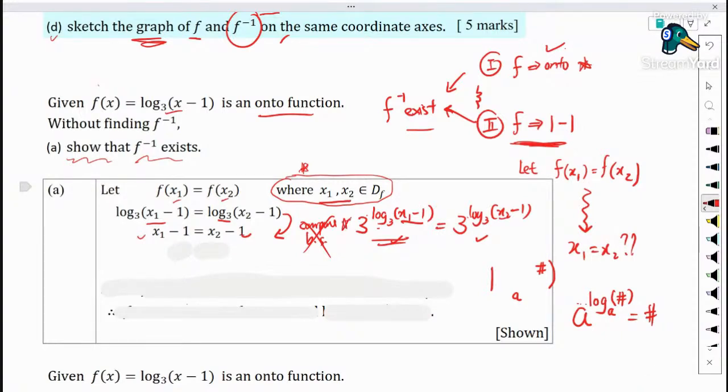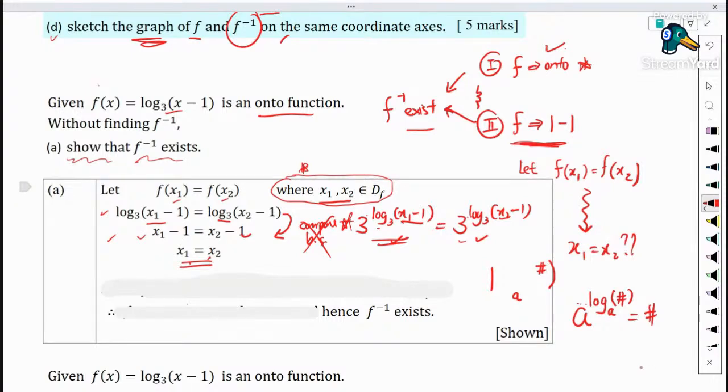But this step here is not mentioned. If you want to add on this step, you're welcome to, but it's all right like what I show here. Just make sure you don't have the mindset of comparing both sides. Let's simplify, we find out x1 equals to x2. So if x1 equals to x2, you find out that's the result, only one result. Therefore, we can say that f inverse exists for the final conclusion.